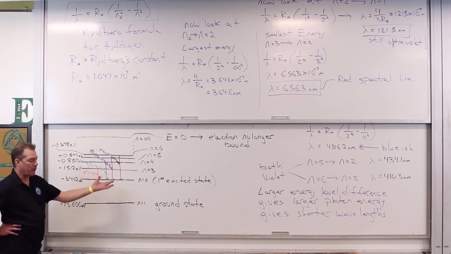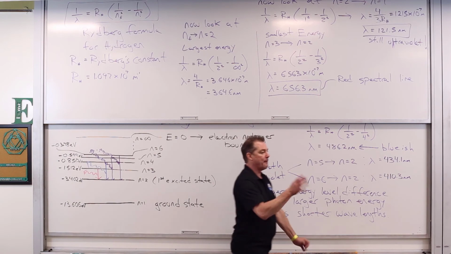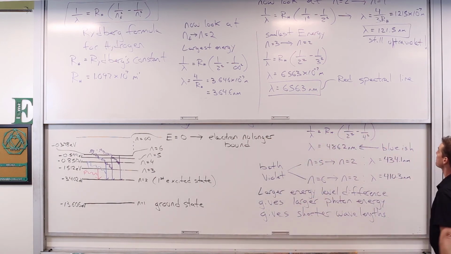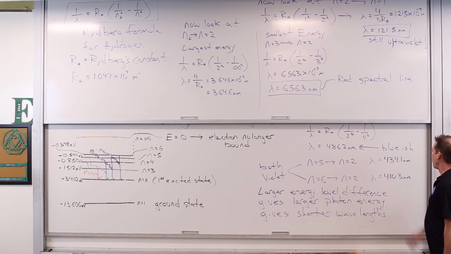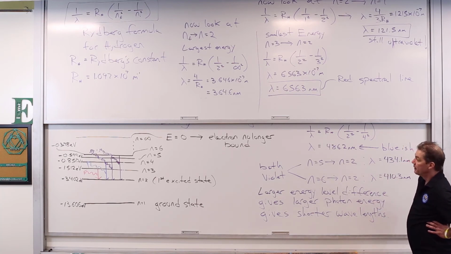And that's exactly what we see when we pass the hydrogen light through a diffraction grating and measure the wavelengths to be these right here: 656, 486, 434, 410. That's it. So that's pretty darn cool to be able to make the connection.